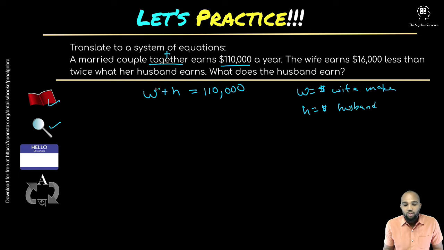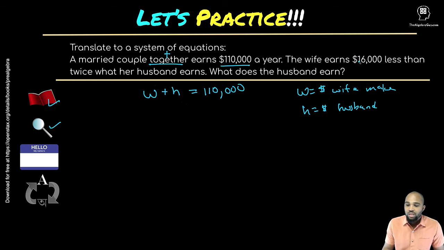Notice I spoke exactly what that W represents. The wife's earnings and the husband's earnings. So it's not talking about how many wives or how many husbands or how much they weigh. I have to say, this is how much she makes, this is how much he makes, this is how much they make together. So this sentence makes sense. Now, what else can we include?